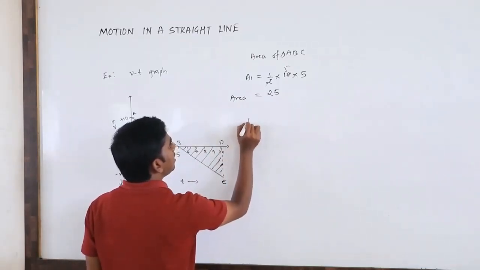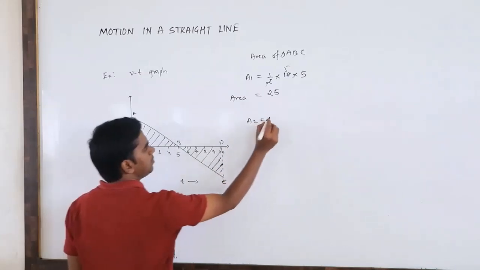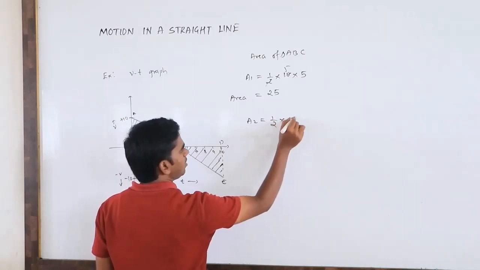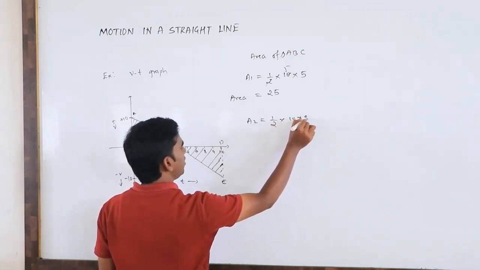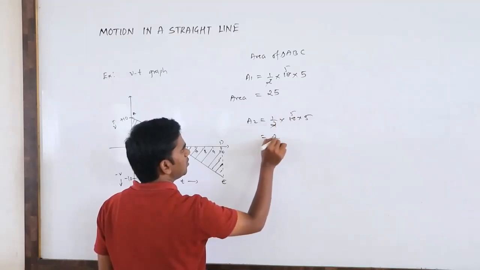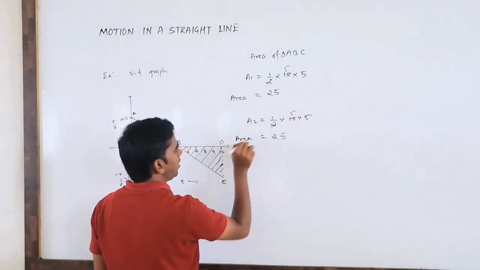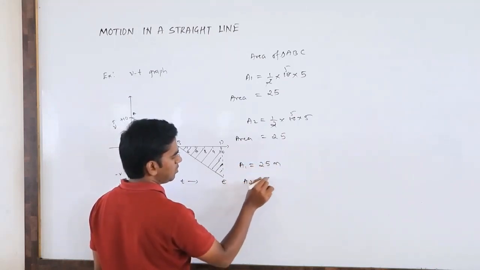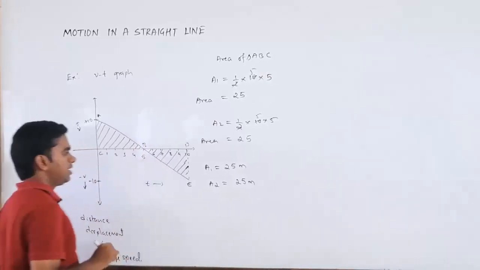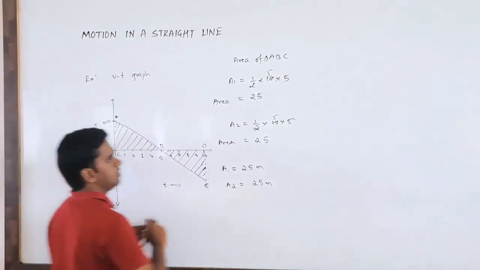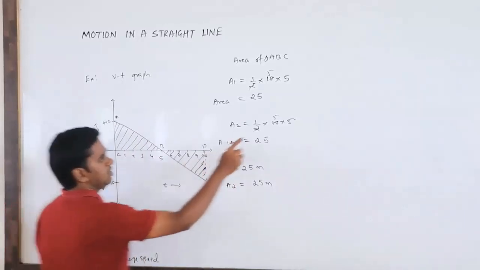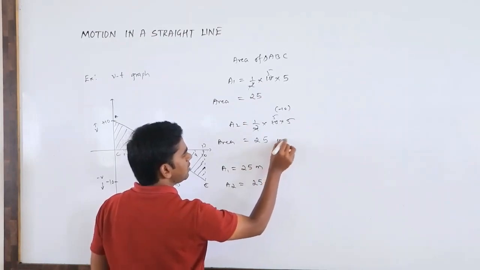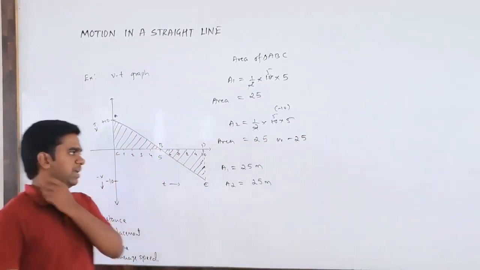Now you calculate this area. This area A2 is again half into height 10 and width 5, so this also is going to be 25. So area 1 is 25 meter, and area 2 is also 25 meter. But in area 2 you will get a negative sign, since the velocity is minus 10. So this is going to be minus 25.